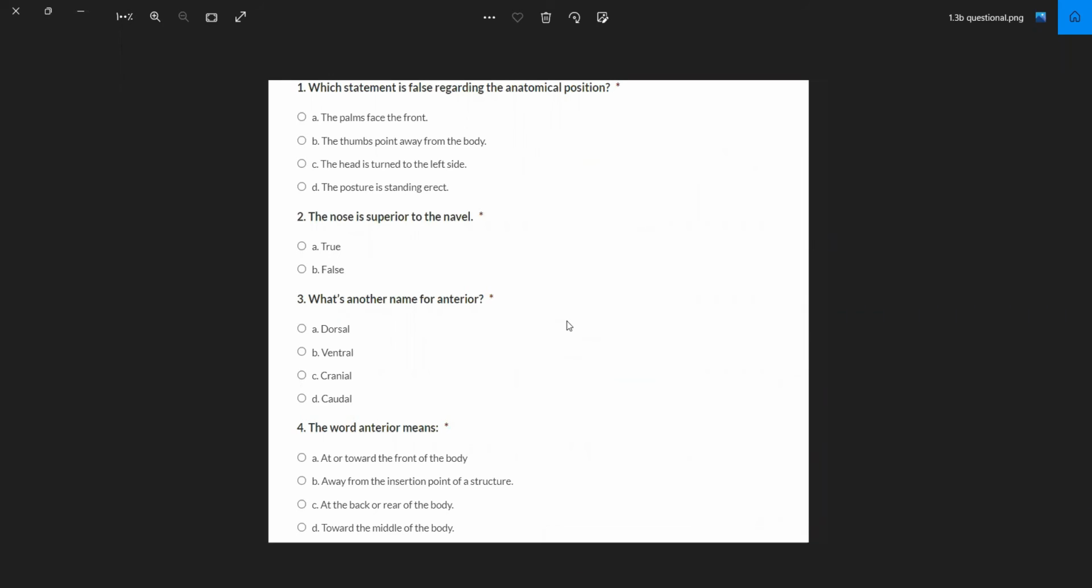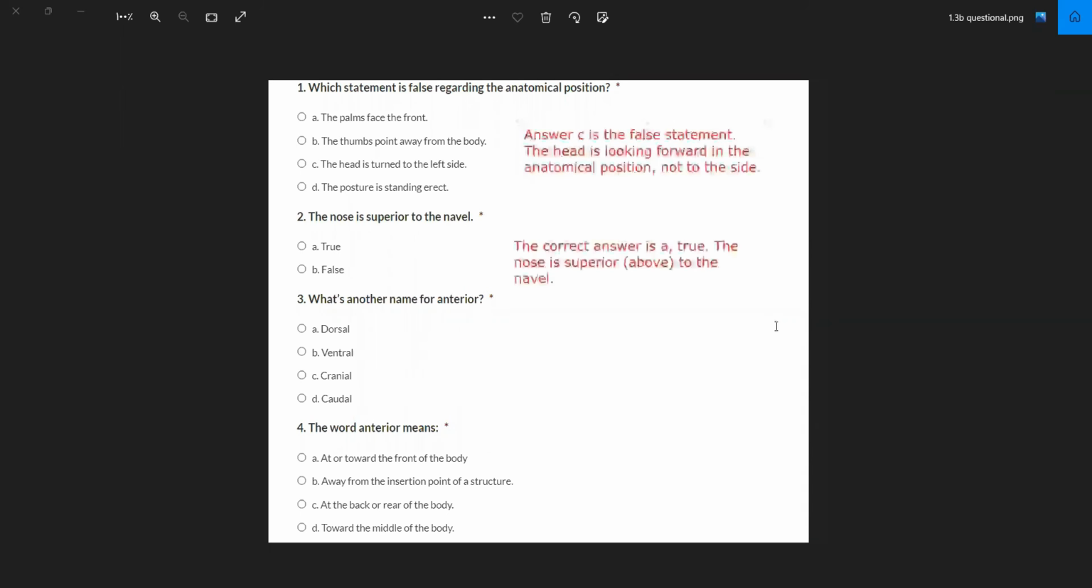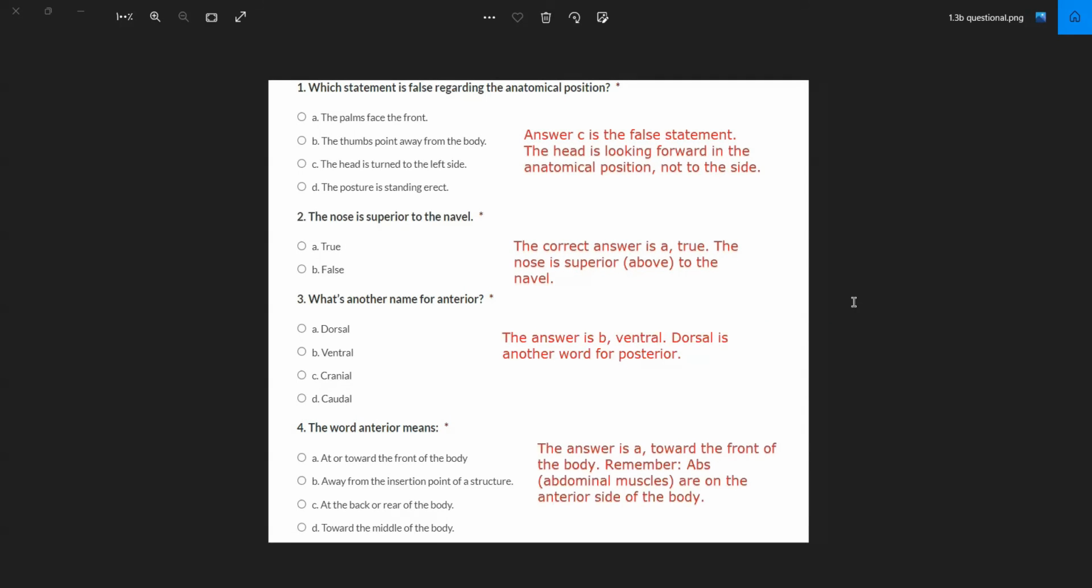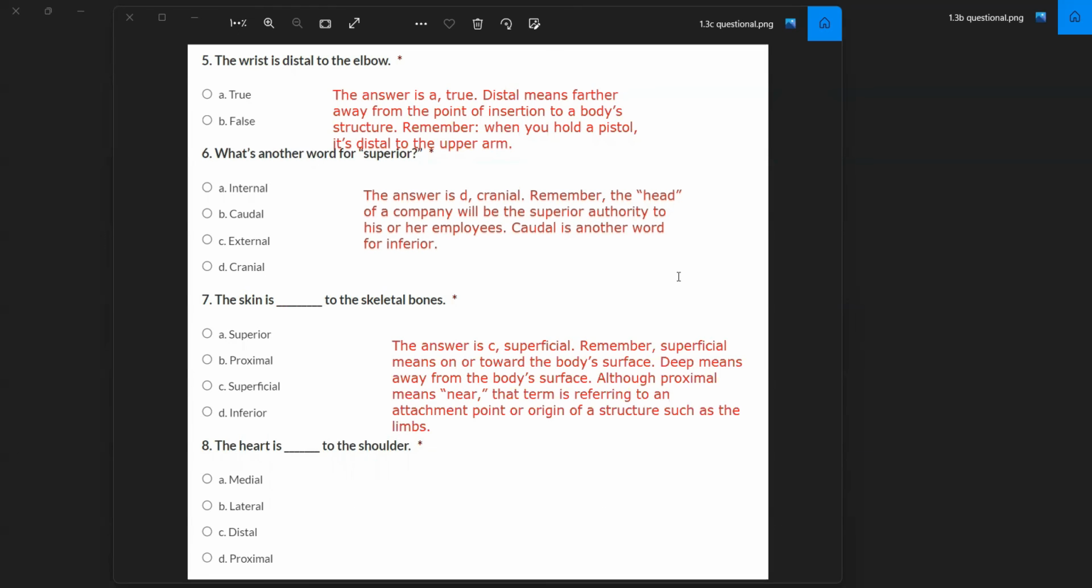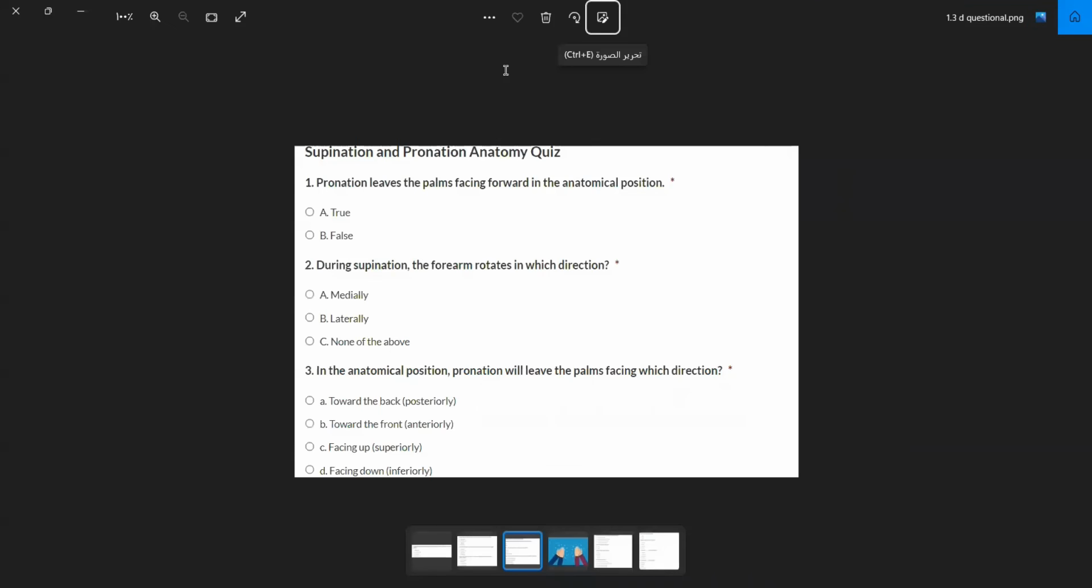Now can you answer these four questions? 1C, 2A, 3B, and 4A. How about the next four? 5A, 6D, 7C, and lastly 8A. How about these last three questions? Can you answer them? Well, of course not.